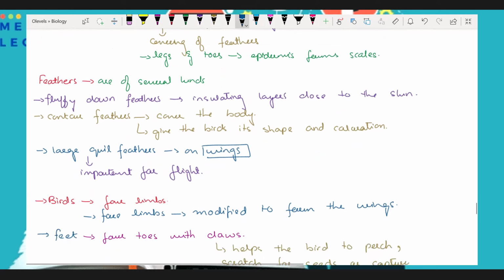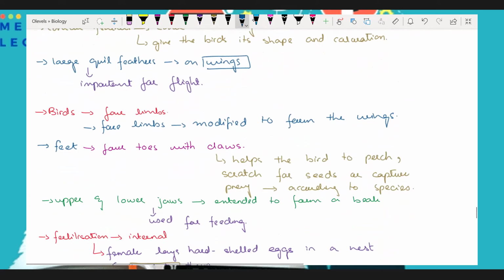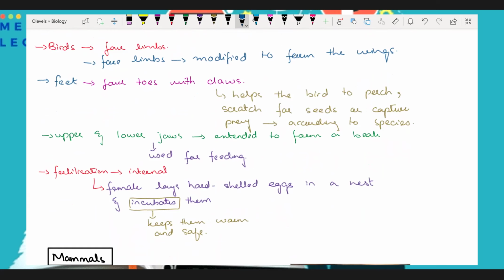Now birds also have forelimbs. Now the forelimbs are modified to form the wings. Their feet contain four toes with claws that help the birds to perch, scratch for seeds or capture prey according to species, whatever the species it is. Then the upper and lower jaws are extended to form a beak, and that is used for feeding.